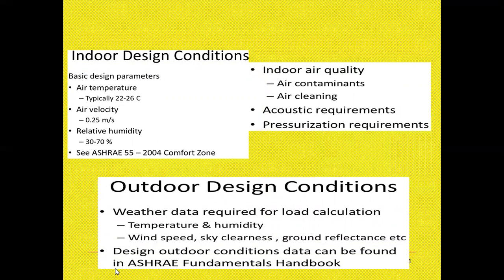What is the velocity of the air? Means the speed, how much we are using. The velocity is 0.25 meters per second. Coming to the relative humidity, how much humidity you have to maintain in the air, that is 30 to 70 percent, and the comfort zone we have to maintain for this indoor design temperature, right?